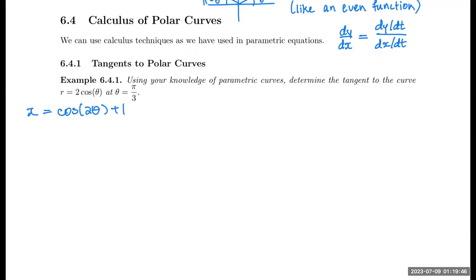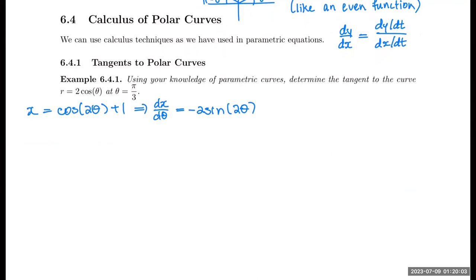So that means over here, dx divided by d theta is then going to be negative 2 sine 2 theta, right? And as for the y, since we know that is equal to sine 2 theta, that means dy divided by d theta is going to be 2 cos 2 theta.